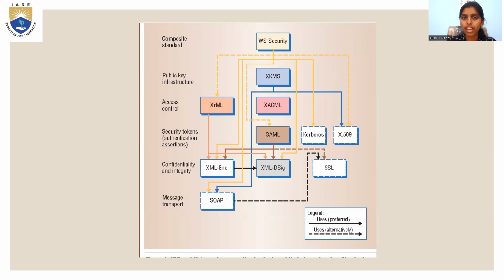In composite standard, you will have WS-Security, that is web services security, and XML markup language. It has XKMS, that is key management, and further it is divided into things. And in confidentiality and integrity, you will have encryption, digital signatures, and SSL. And in message transport, you'll have SOAP, which we have already seen in the previous slides. So this is the flowchart, a basic idea of how all the previous standards are included when you're developing a web service and how security is provided to that particular web service.